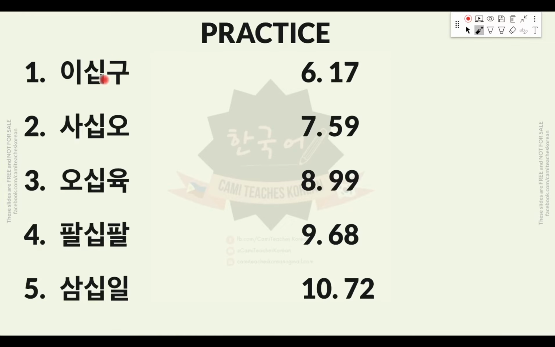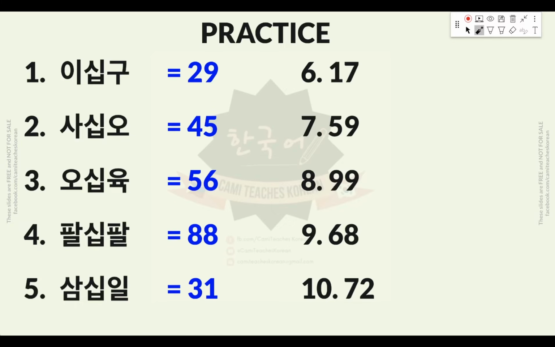So, E-ship-gu. Yan, 29 po siya. E-ship-gu for number 2, sa-ship-o, 45. Number 3, o-shim-yuk, o-ship, 50, yuk, chil, o-shim-yuk, 56. O-shim-yuk. So, this is a nasalization rule po.